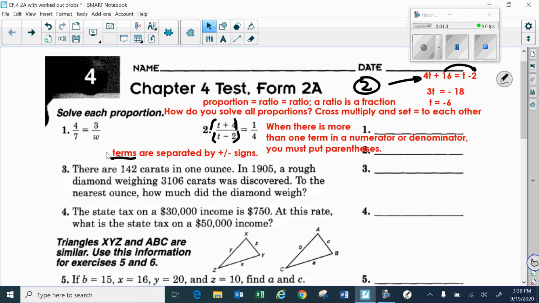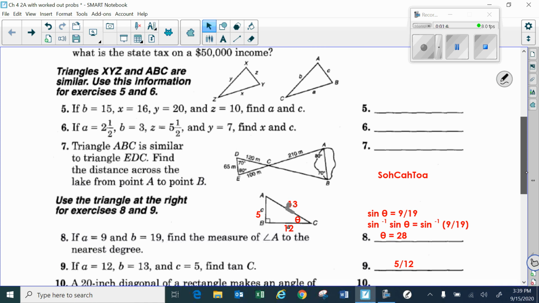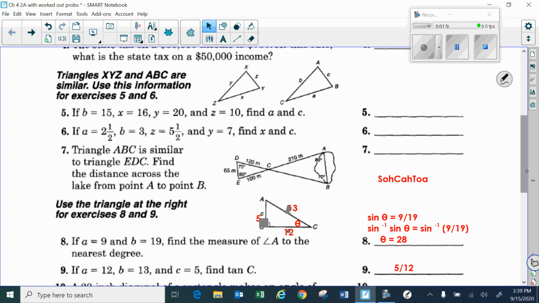You're going to set up proportions for 3 and 4. Remember, in this case, if carats are in the numerator and ounces in the denominator, then on the other side, it must be carats in the numerator and ounces in the denominator when you set up your proportion. All right, these middle ones are also similarity. You're going to set up proportions.